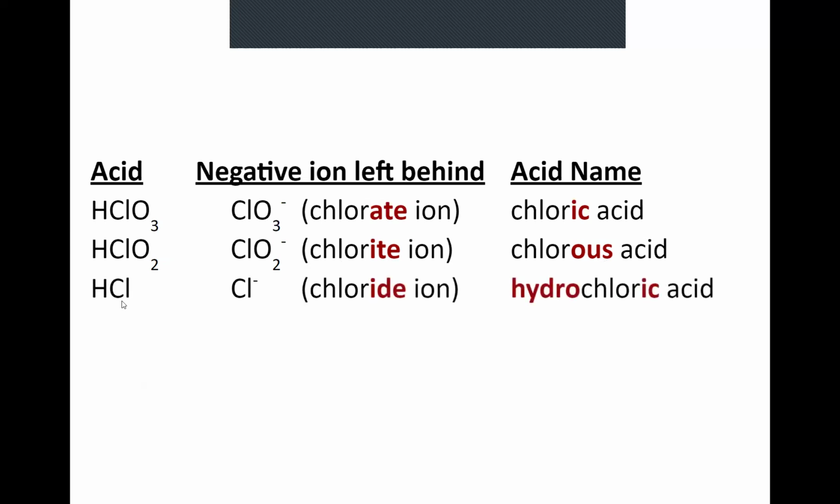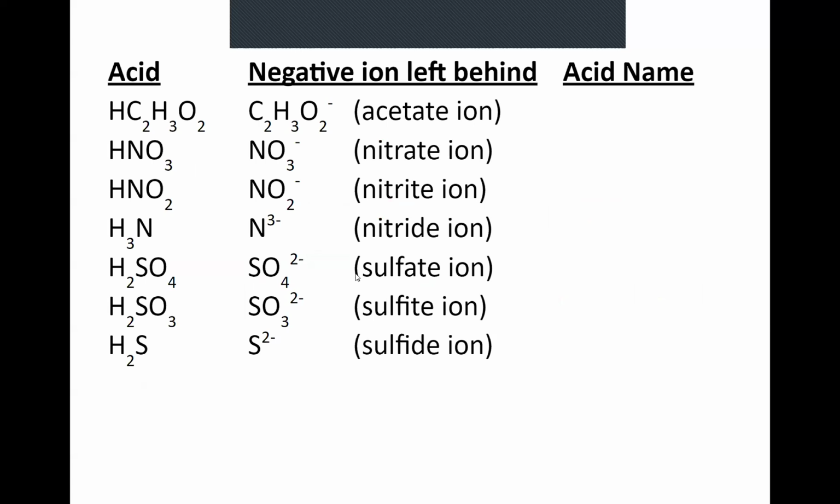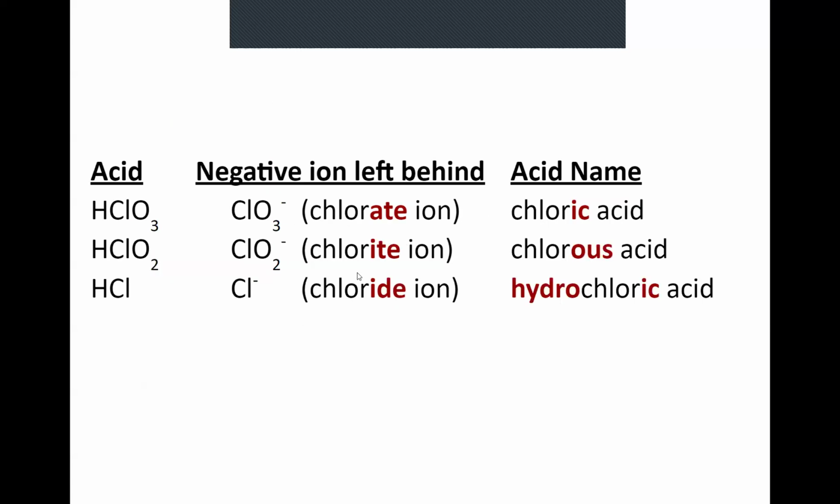If your acid originally has the formula HCl, you remove an H, you're left with chloride ion. Then your acid name is hydrochloric acid. Notice the root chlor appears throughout, since chlor is the root for all of these negative ions. There's a lot to remember here, students. Let's try to put that all together in the homework assignment. Good luck.